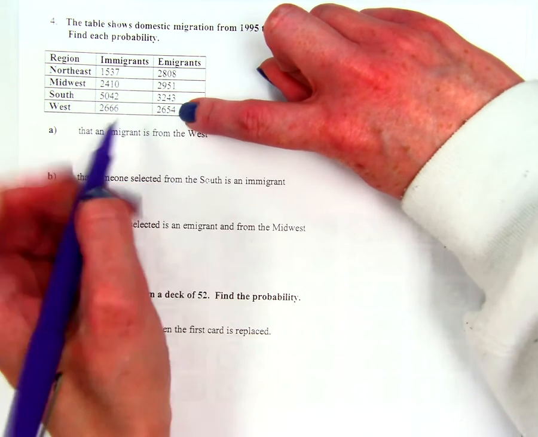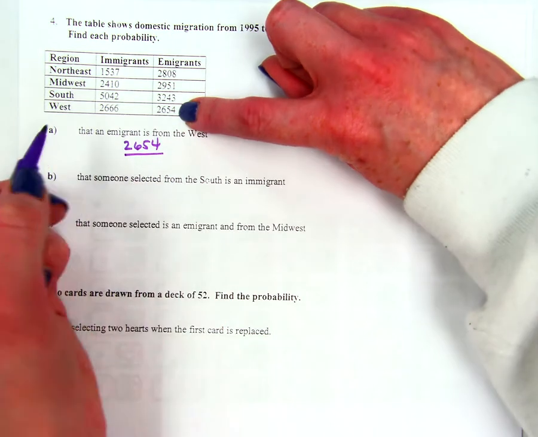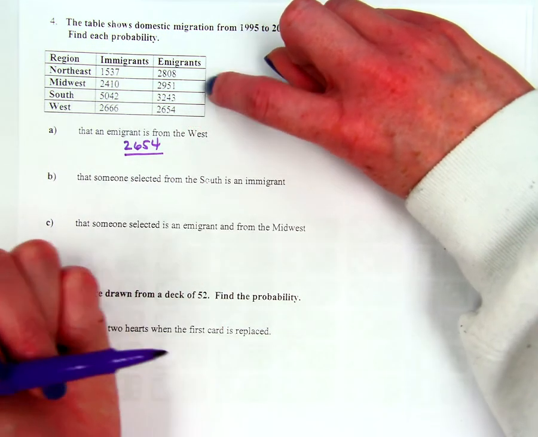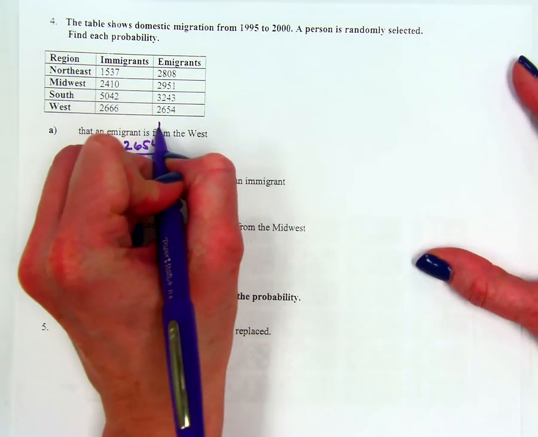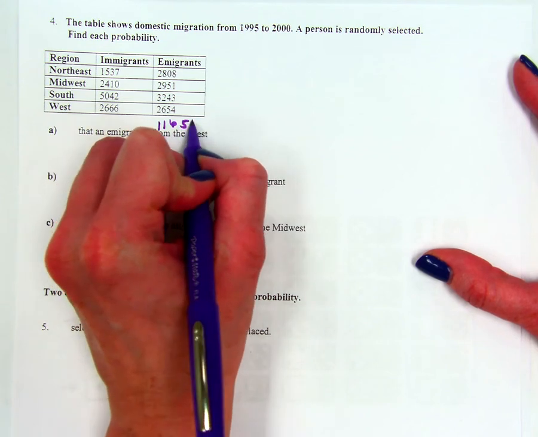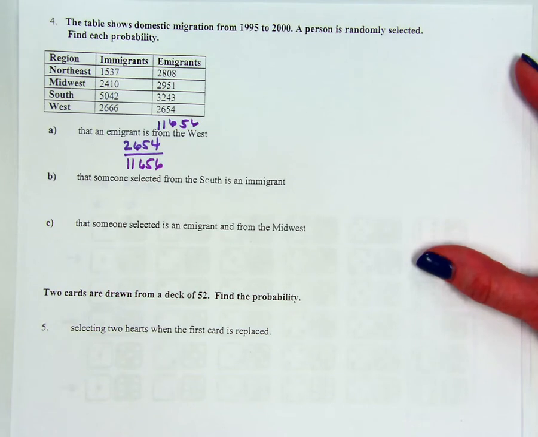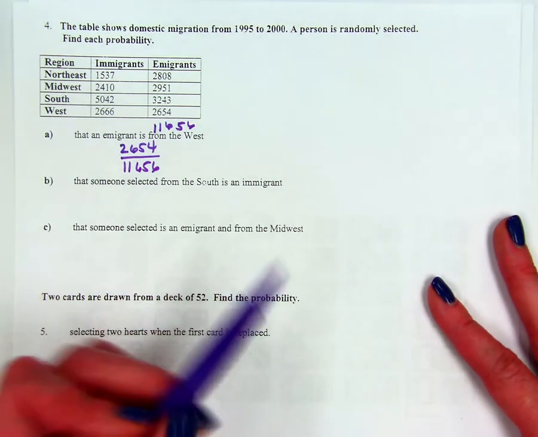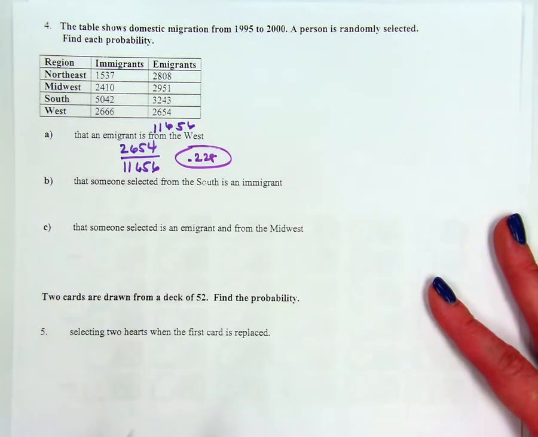So we have 2,654. Those are how many successes we have. Remember, we talked about that. What's our total, though, for this? So we're going to take our total from all of our emigrants, which is 11,656. So we're going to do that over, and then we're just going to plug that into our calculator. So you're going to divide 2,654 by that, and you're going to end up with 0.228 there.